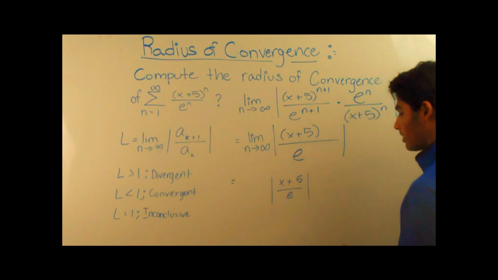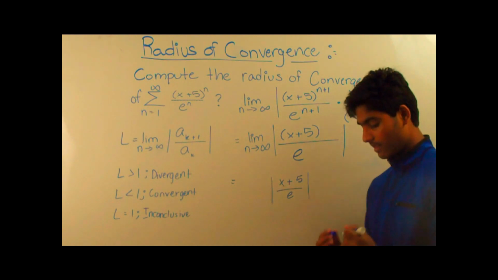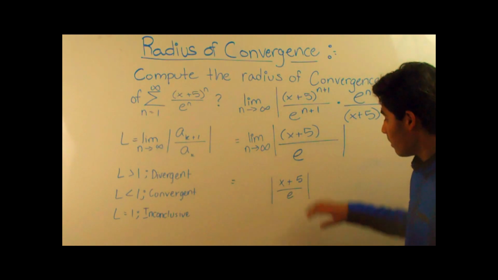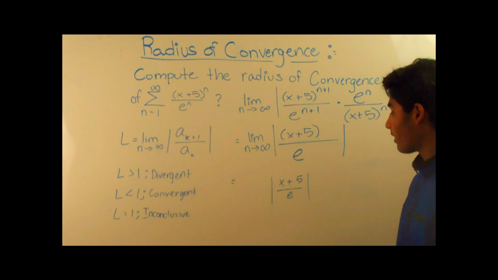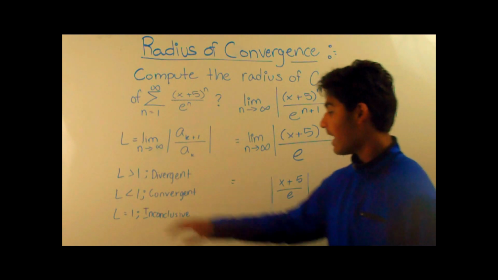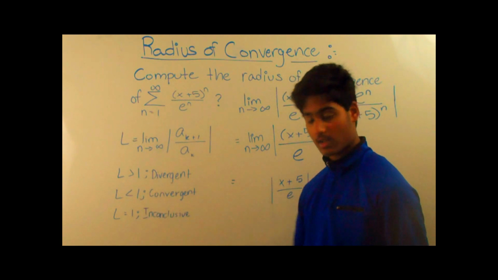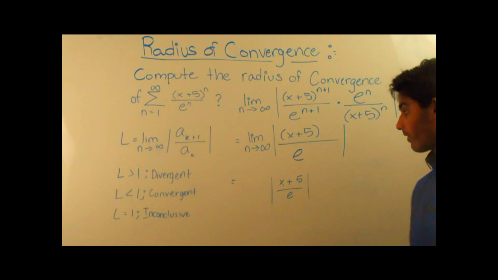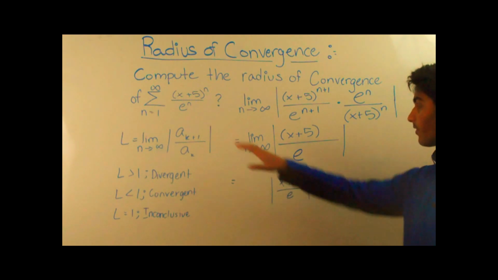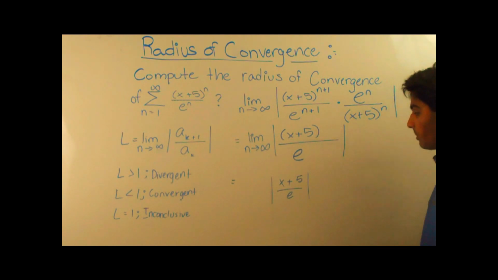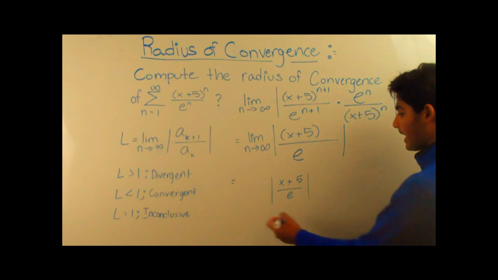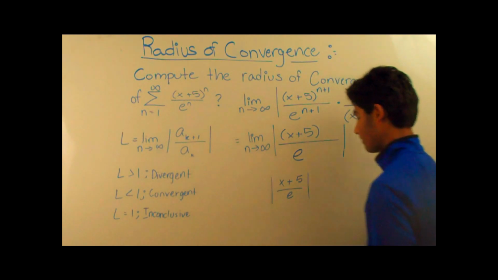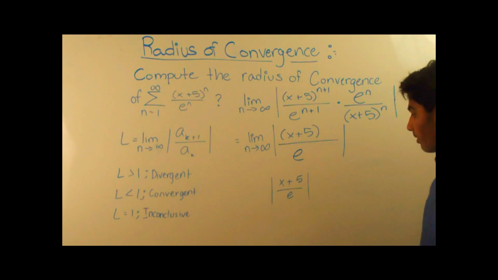So we came out with something that had an x in it. And this is what we want, because we want some value that has an x in it so that we can figure out for what values of x this series converges, that is, where L is less than 1. But how do we do the next step? We did the ratio test, and we get this is equal to L. But how do we figure out when L is convergent?